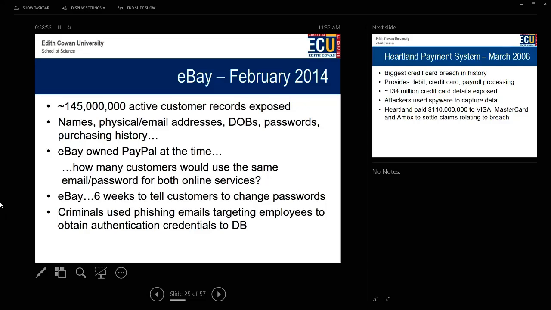The most alarming thing, eBay took 6 weeks to tell their customers to change their passwords, and they only informed their customers to change their passwords. They did not tell anything else after 6 weeks. So we were not told what has happened to our data, what has happened to our critical information. We were just informed: just change your passwords. It is for your safety. That's it.